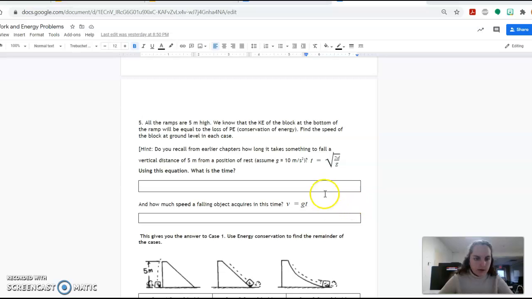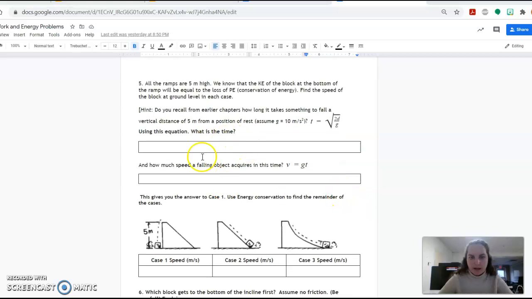Okay, so now it's a little bit of a tougher problem, but I gave you hints throughout these to help you through this process. So all ramps are 5 meters high. These are the ramps that we're talking about right here, and they're all 5 meters high. And we know that the kinetic energy of the block at the bottom of the ramp will be equal to the loss of the potential energy, just from the conservation of energy. So we need to find the speed of the block at the ground level in each case.